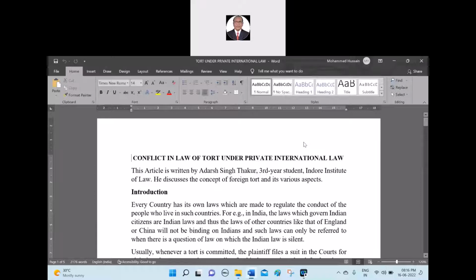And this is conflict of law in tort. You know it: what is the connecting factor for the tort? The connecting factor for the law of contract is lex loci contractus. That is a connecting factor. For the tort, the connecting factor is lex loci delicti. How do you write it? I will show you here. Lex loci delicti. That is the connecting factor.